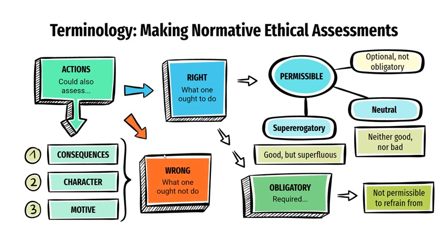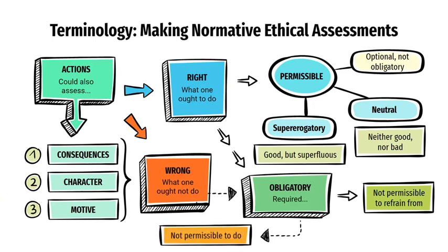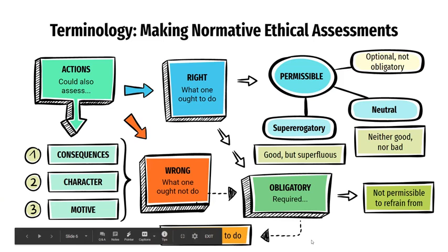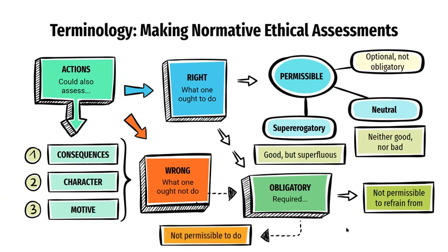And then, of course, we have wrong actions, right? We look at some actions, whether it's something like murder or theft or lying, that we ought not to do, that maybe we're obligated not to do, or it's impermissible to do. So we're already making some ethical distinctions between different kinds of actions.